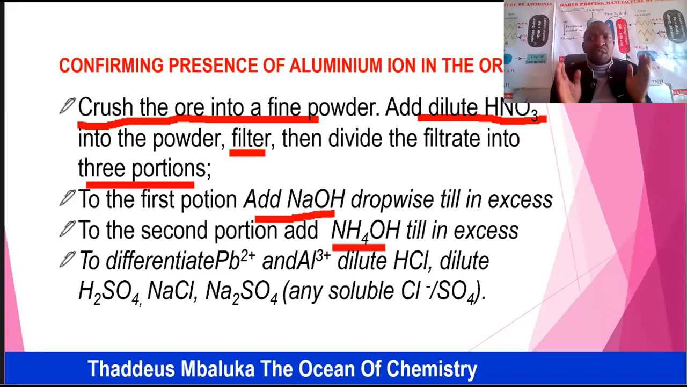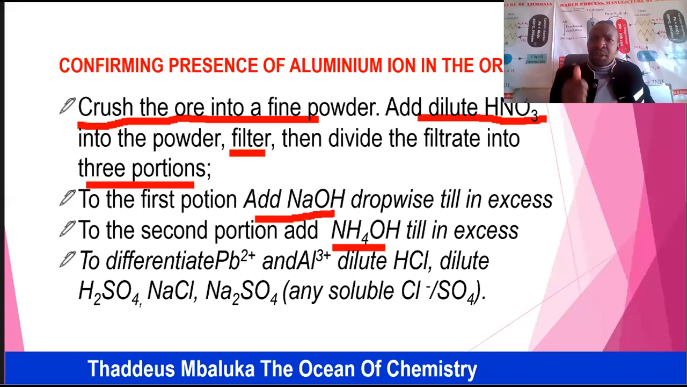So I've said, after you crush the ore, you normally add an acid. You add the acid to free the ions. You can only take the ions when they are in solution form. After you crush, and I want you to write this one clearly, you divide the filtrate. You are filtering to remove any unreacted impurities that have not dissolved.